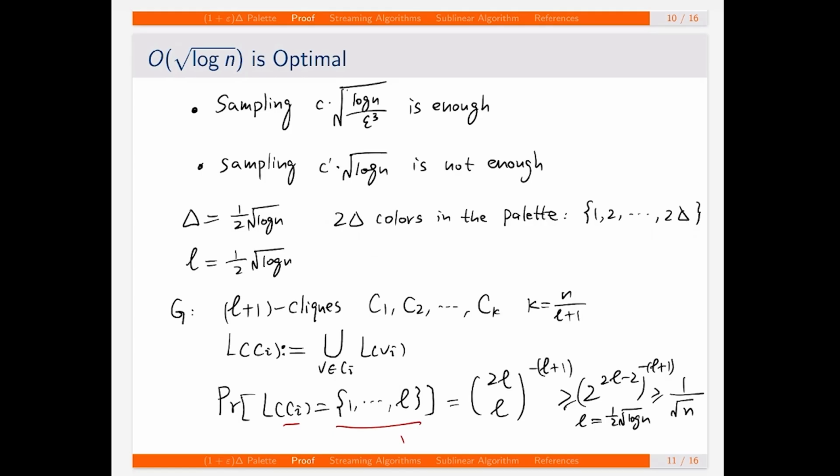And since for some delta and L, 1/2 square root log n is not enough for coloring, that would mean that merely sampling O of square root log n is not enough to guarantee a palette sparsification result. This actually means that the theorem's sampling size is optimal up to a constant factor.